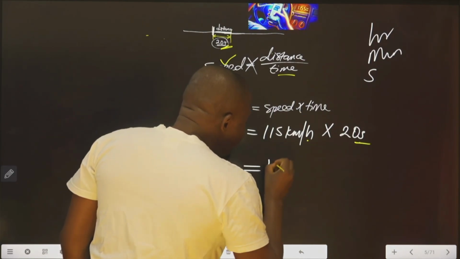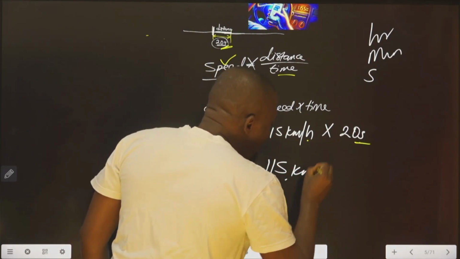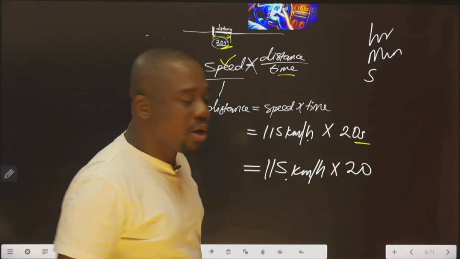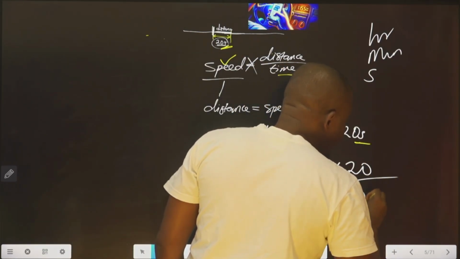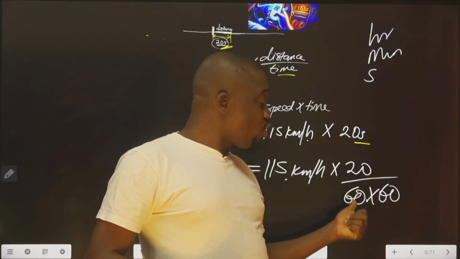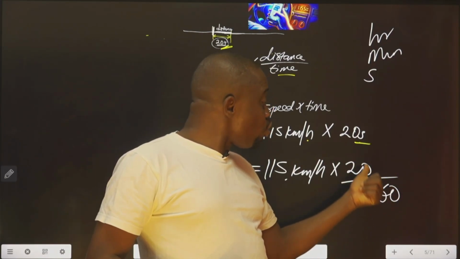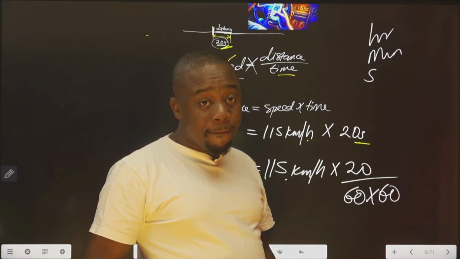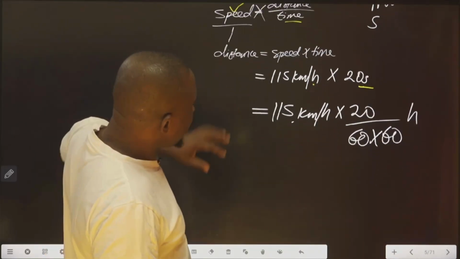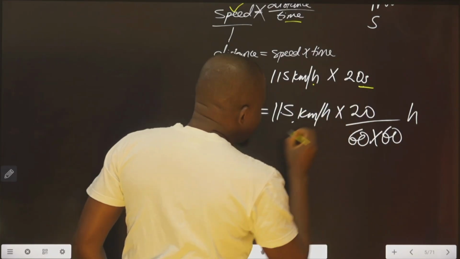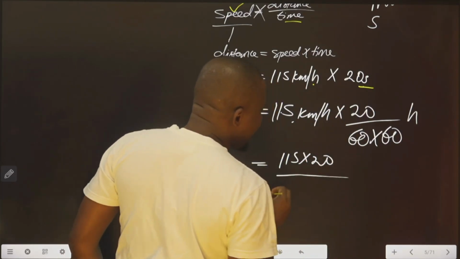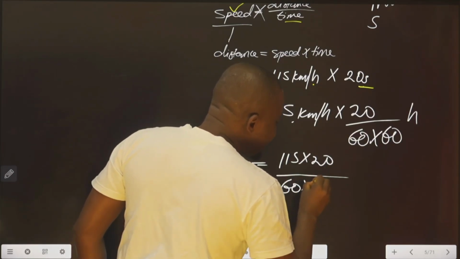Let's leave this as it is, kilometer per hour, multiplied by 20. How do we convert seconds to hour? We divide by 60, then another 60. This one converts to minute, and this converts to hour. Now we have this in hour. So you will agree with me, this is now 115 multiplied by 20 over 60 multiplied by 60.